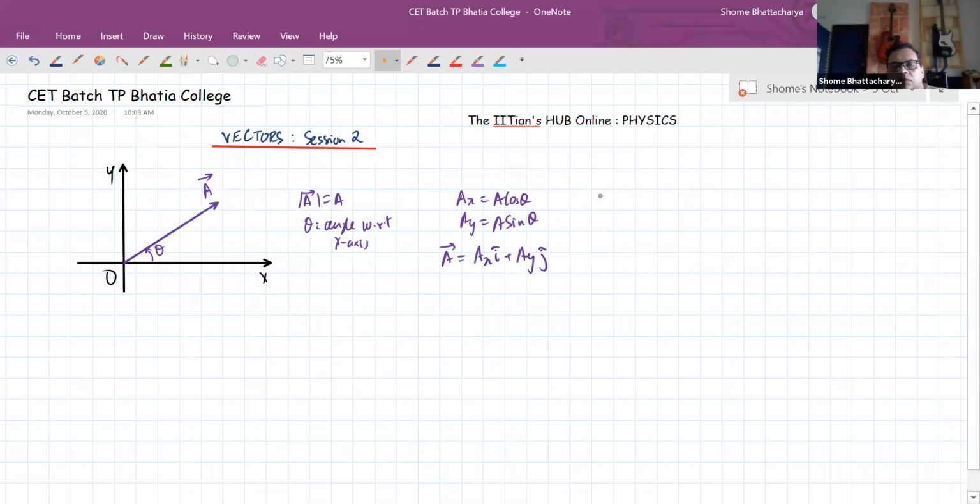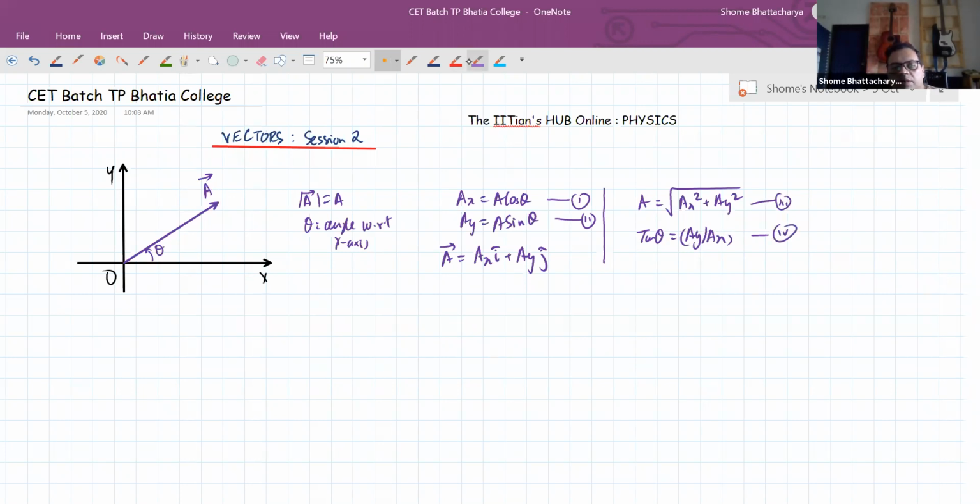Consequently, if we know the components Ax and Ay, then by squaring and adding these two equations, we can show that the magnitude of the vector will become square root of Ax square plus Ay square, and the angle made with respect to the x-axis will be such that tan theta is equal to Ay by Ax. These two additional formulae one can understand either by deriving them from equations 1 and 2, or by just looking at this triangle over here.